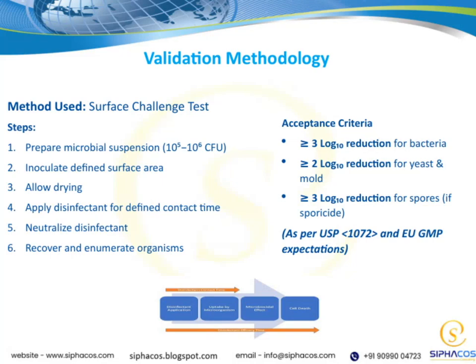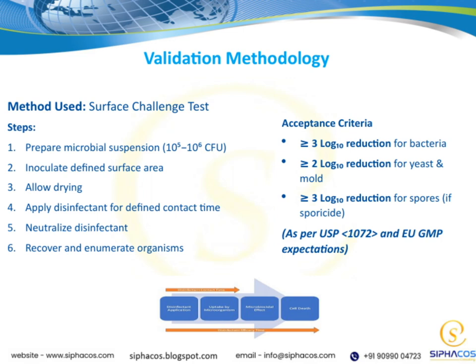Let's take a closer look at the acceptance criteria for our disinfection validation. We aim for at least a 3-log reduction in bacteria, which means a 1,000-fold decrease in bacterial count. For yeast and mold, we're targeting at least a 2-log reduction or a 100-fold decrease. If we're testing a sporicide, then we need to achieve at least a 3-log reduction in spores. These benchmarks are based on guidelines from USP 1072 and EU GMP expectations, ensuring our processes meet international standards.